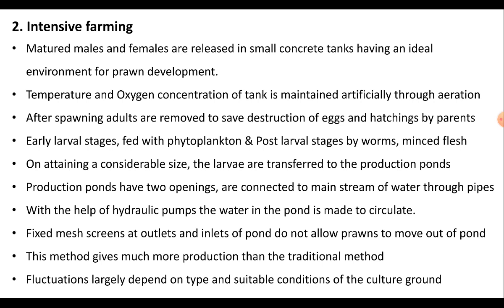where the production ponds have two openings, which in turn are connected to the main stream of water through water pipes. With the help of hydraulic pumps, the water in the ponds is circulated, and mesh screens are fixed at the outlets as well as at the inlets of the ponds, which will not allow the prawns to move out of the pond.